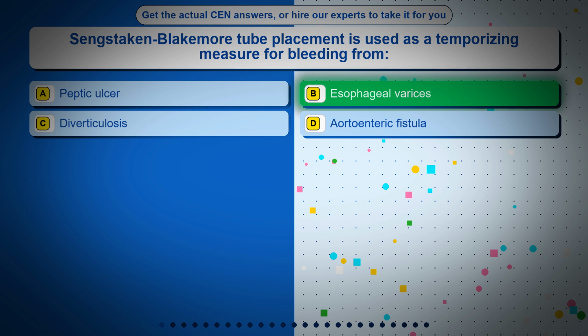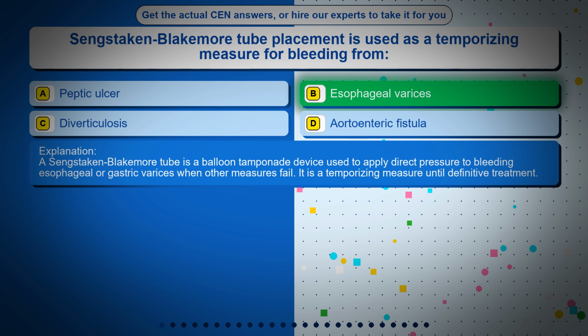Esophageal varices. A CEN tube is a balloon tamponade device used to apply direct pressure to bleeding esophageal or gastric varices when other measures fail. It is a temporizing measure until definitive treatment.